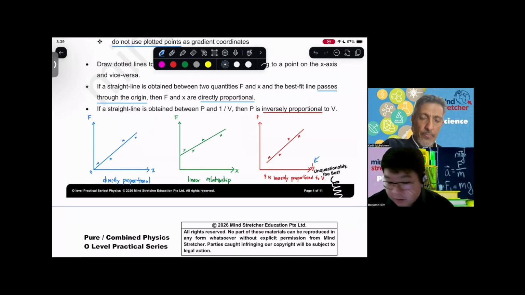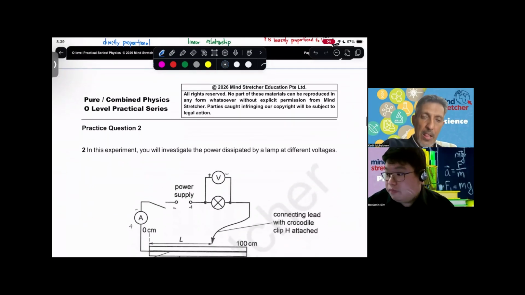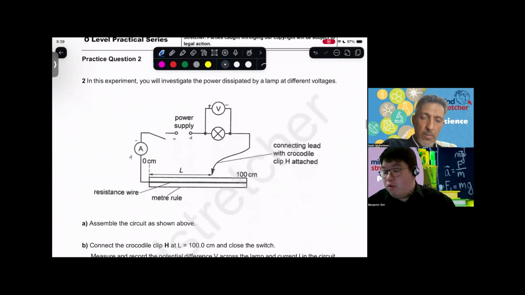Okay, good question. Now, for the next one, we are going to look at question number 2. I will be providing you with some of the values first, because clearly we don't have the experiment on hand. Later, I'm going to give you guys some time to draw the graph on your own, and then we will discuss from there.